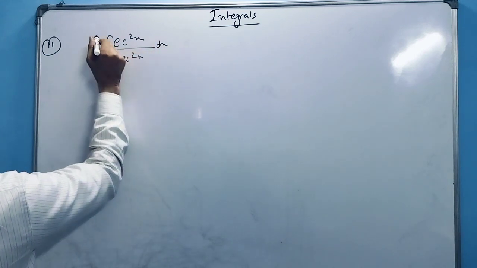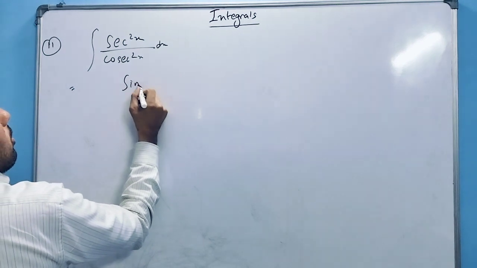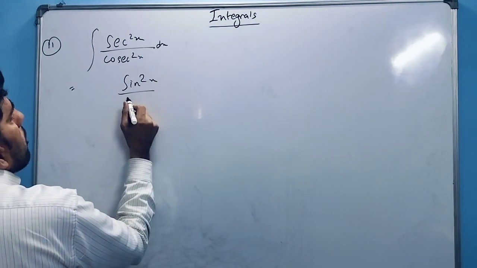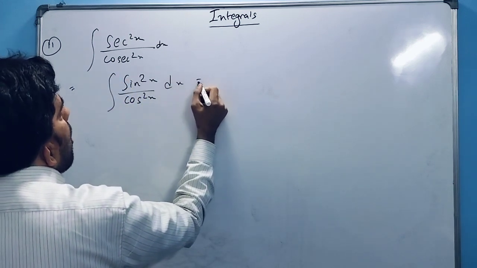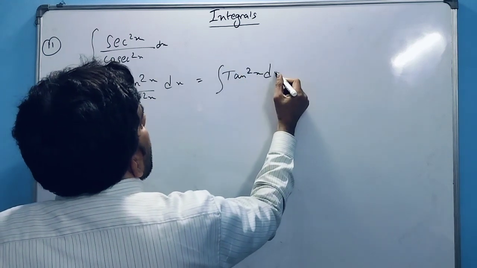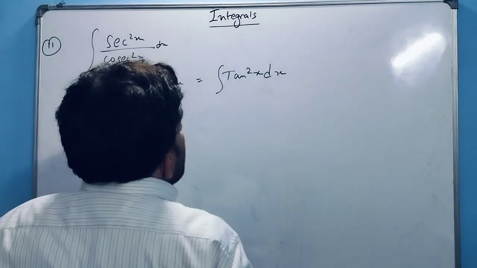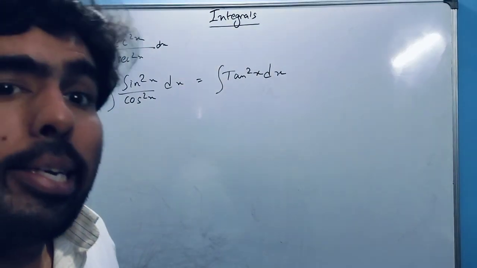The question is sec square x upon cos square x dx. Okay, now 1 upon cos square x is sec square x. Okay, so now I got this. So now I got tan square x, tan square x. We all know that. Now we'll use the identity.